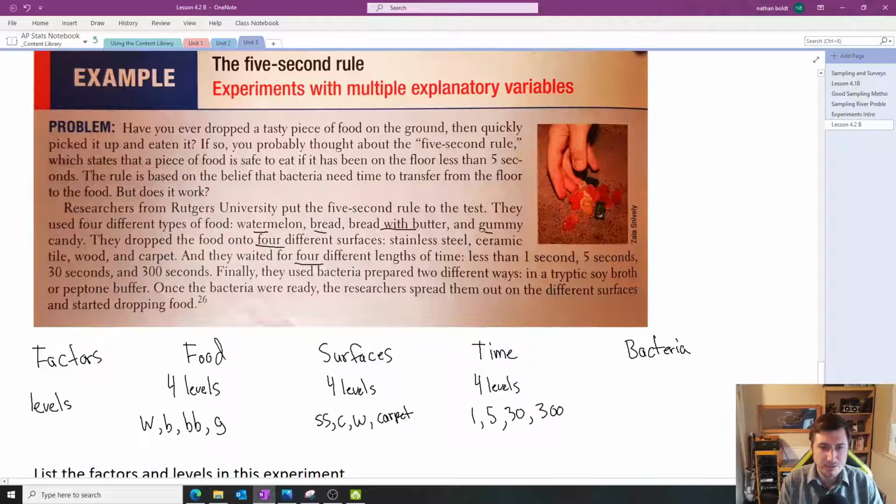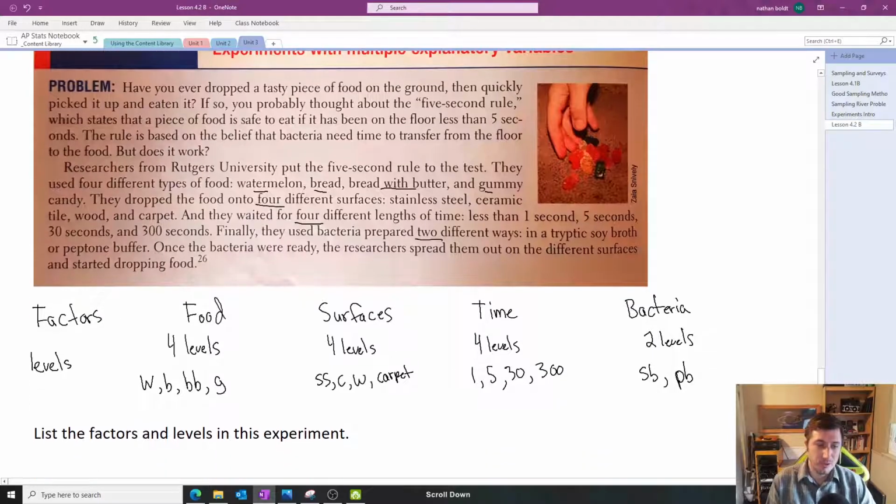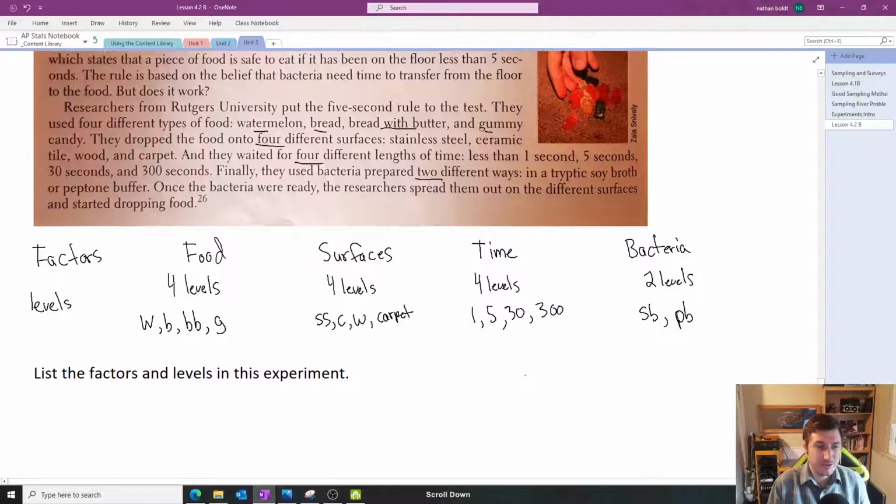Bacteria, looks like they only had 2, right? 2 different types or ways of preparing bacteria. So that one only had 2 levels. We had the soy broth and the peptone buffer, whatever the heck that is. So one kind of interesting thing is how many treatments do they have to do? There's a lot of combinations. Let's take a look at a combination. Here's one treatment.